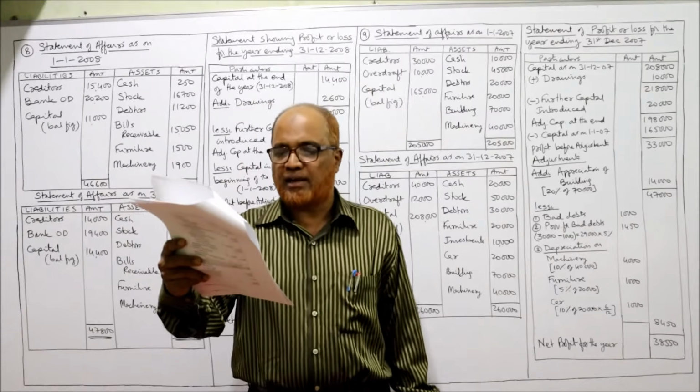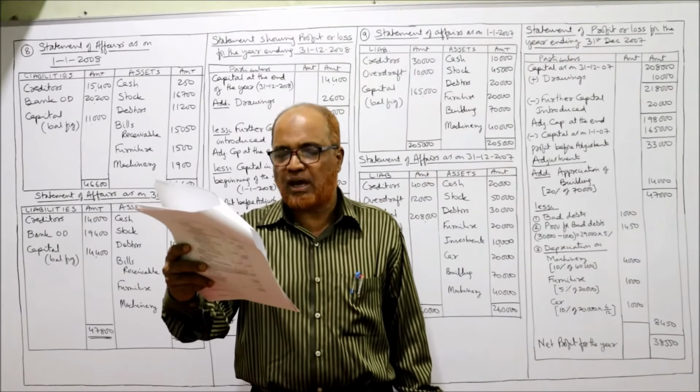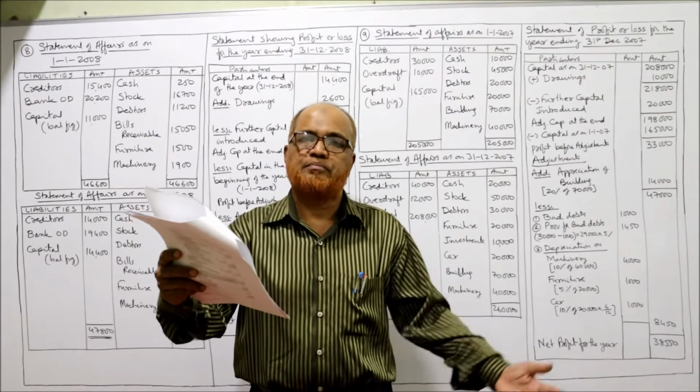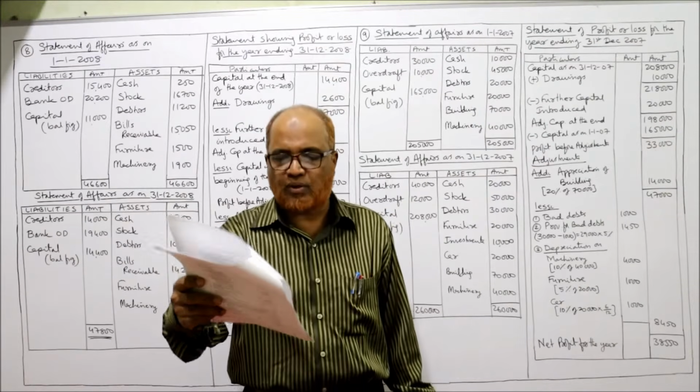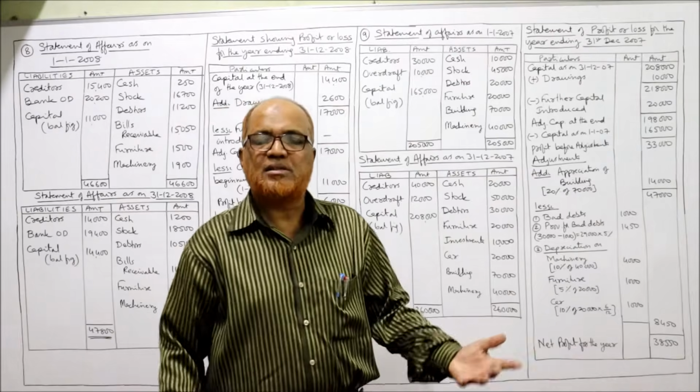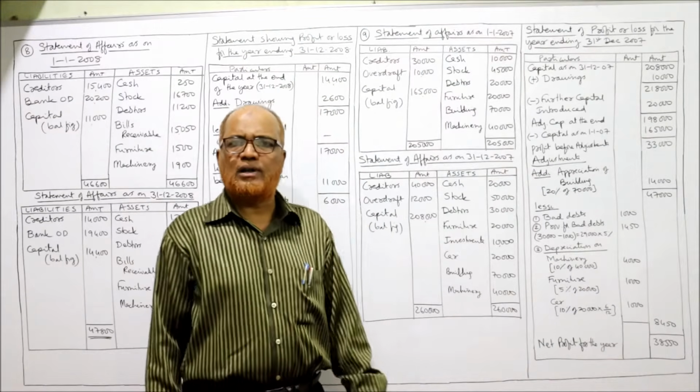Depreciate plant and machinery at 10%, furniture at 5% and motor car at 10%. These are the adjustments we have to make. Prepare a statement showing the profit or loss for the year 2007. That's it. Easy problem, not at all difficult.